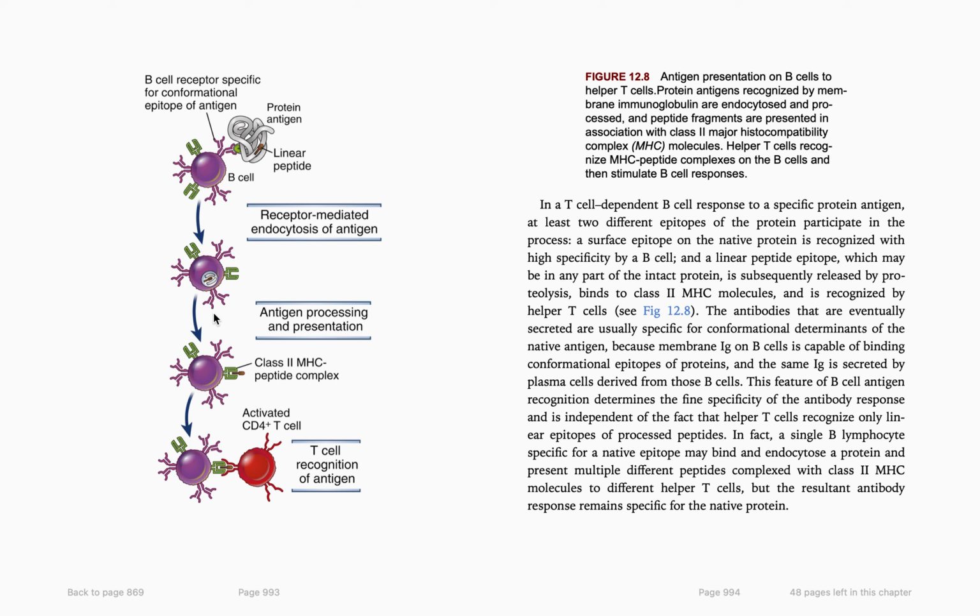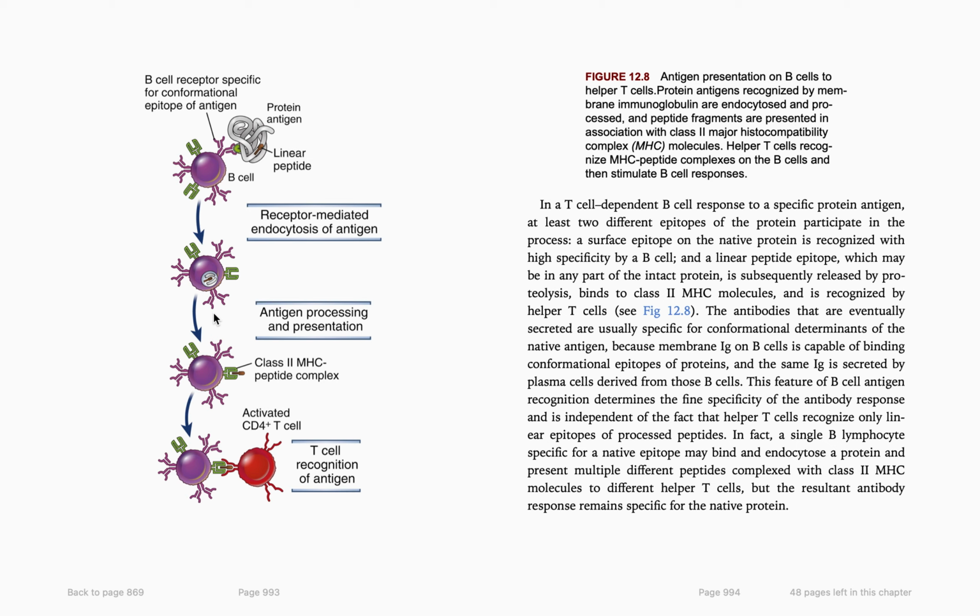The antibodies that are eventually secreted are usually specific for conformational determinants of the native antigen, because the membrane Ig on the B cell is capable of binding a conformational epitope of the protein, and the same Ig is secreted by a plasma cell derived from those B cells. This feature of B cell antigen recognition determines the fine specificity of the antibody response, and is independent of the fact that helper T cells recognize only linear epitopes of processed peptide.